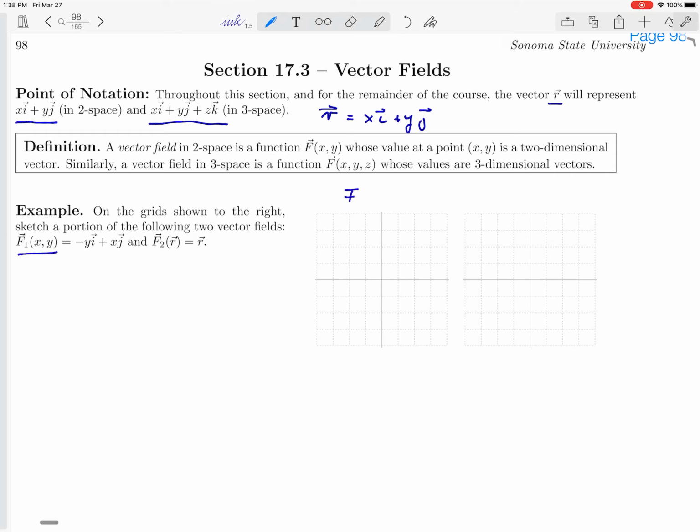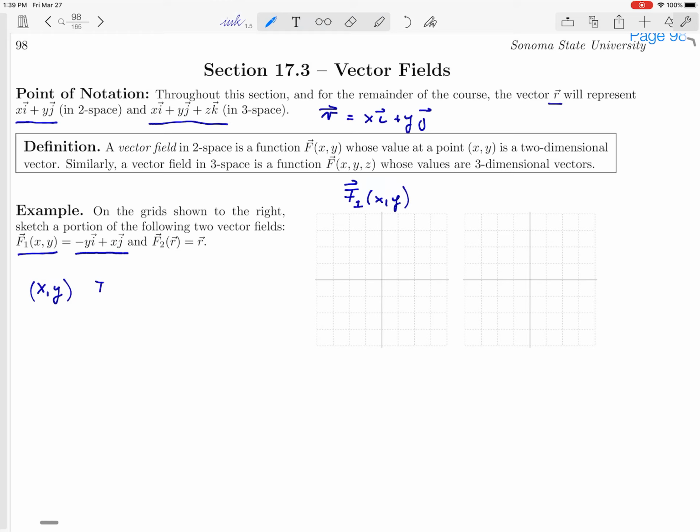We have 2 grids over here on the right, and we're going to look at 2 vector fields. We're going to draw the first vector field f1 of xy on our first grid and f2 on our second grid. Let's look at f1. So f1 is defined that at any point xy, it's defined as minus yi plus xj. And like we've done many times before, when we encounter a new idea, let's make a table of values to just get a feeling for what this vector field actually looks like.